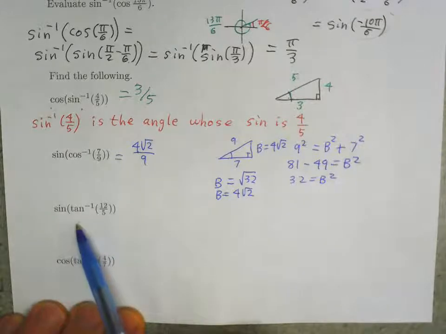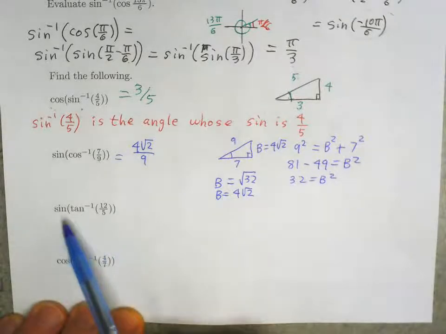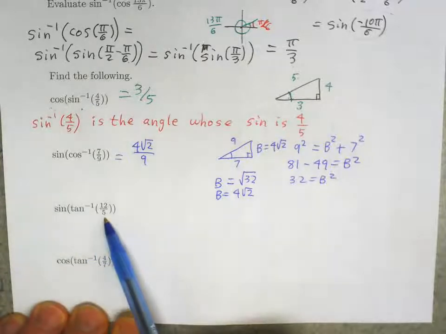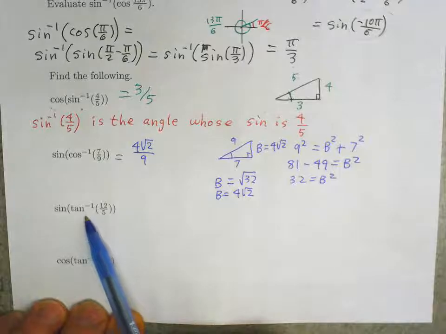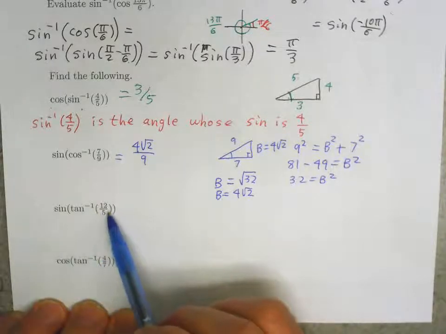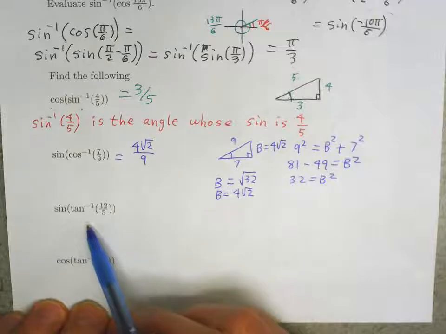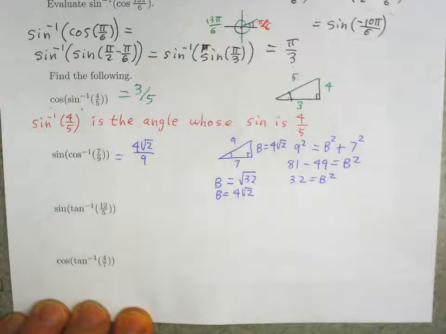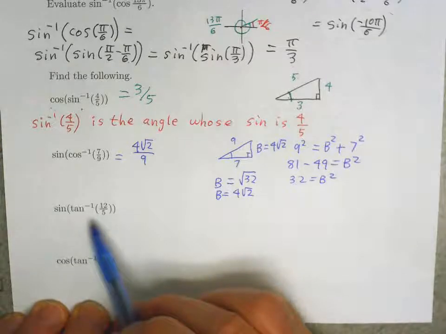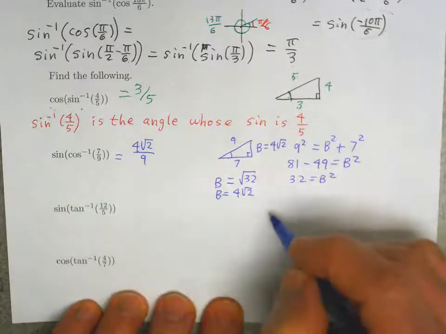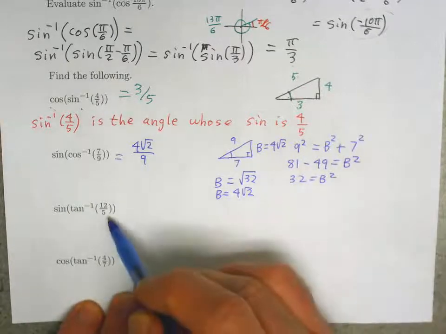In the next example, we want to find the value of sine of inverse tangent of 12/5. The range of inverse tangent is from negative pi over 2 to pi over 2, but when the tangent is positive, that will be between 0 and pi over 2. And sine is positive between 0 and pi over 2, so we're expecting the final answer to be positive. And once again, we can use a triangle.